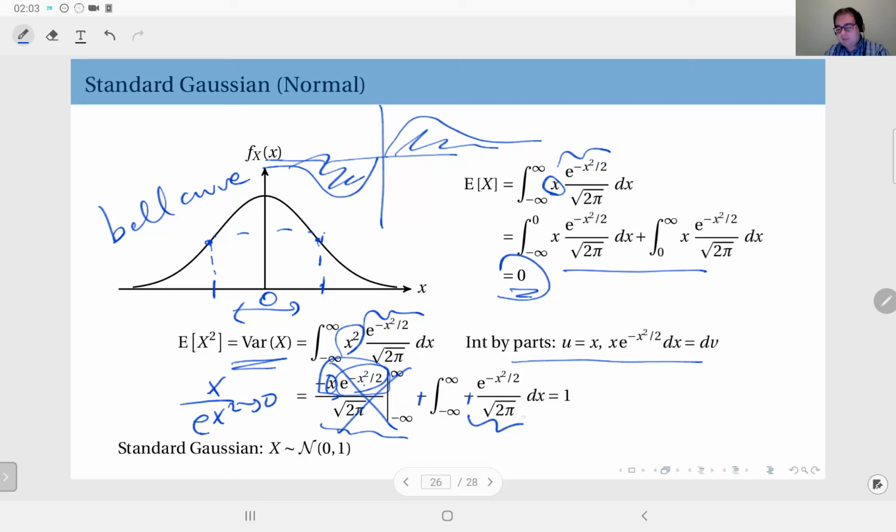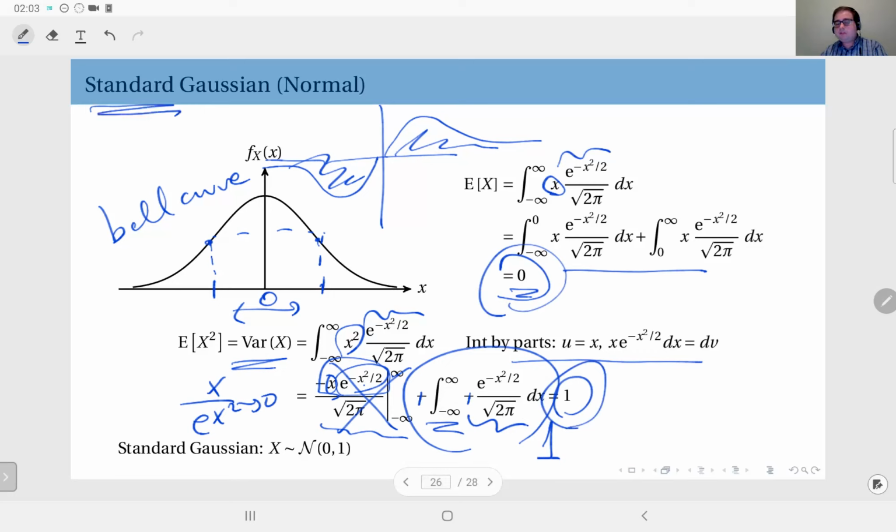But this expression here, again, you should recognize this directly as the Gaussian PDF. So integrate it over the entire real line, you should get from this term 1. So the variance is 1. You see, the mean is 0, the variance is 1. That is the reason we call this standard.